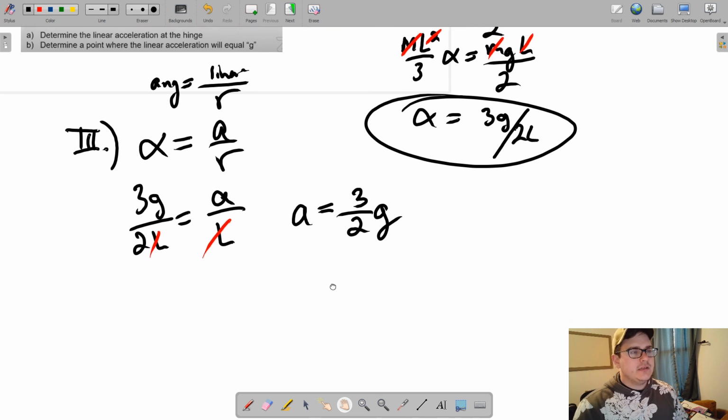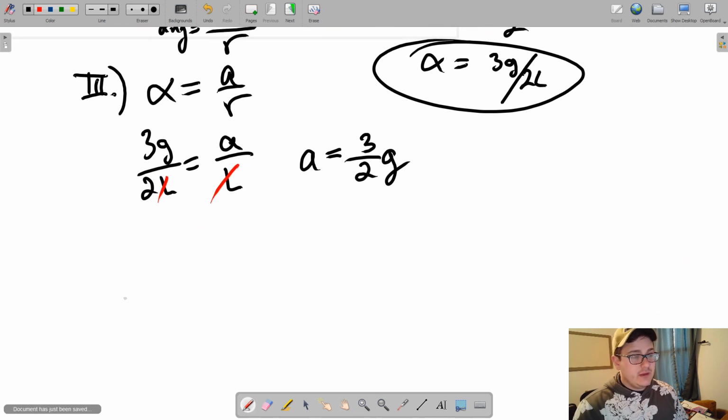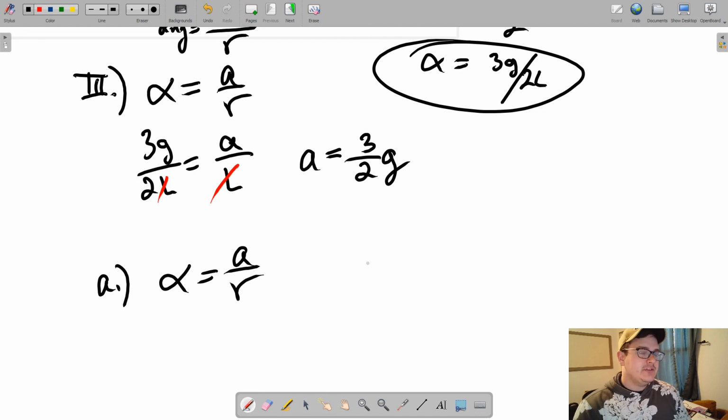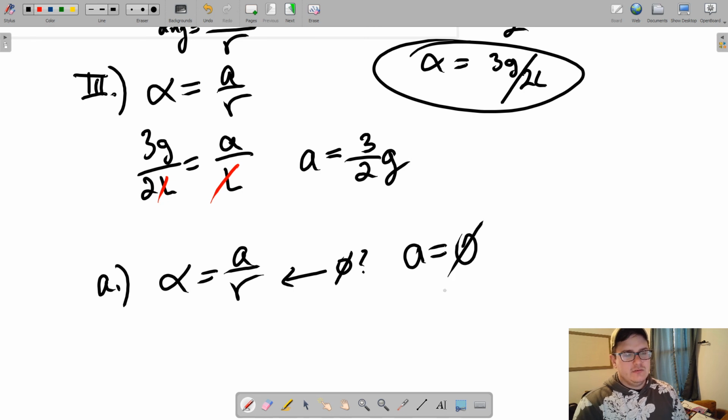Now look at the linear acceleration at the hinge. So I'm going to go right on back to saying this. If we're looking at the hinge, how far is the hinge away from the hinge? 0? Well, yeah. So what's your linear acceleration then? Well, linear acceleration should also equal 0. That's it. Since the hinge itself is not moving, there can't be any linear acceleration.